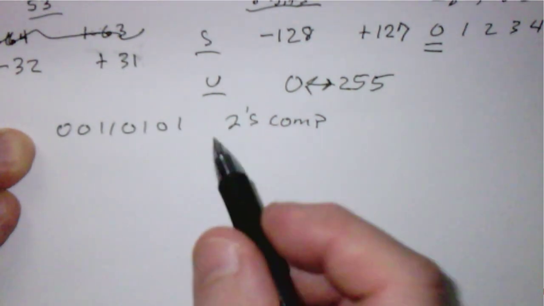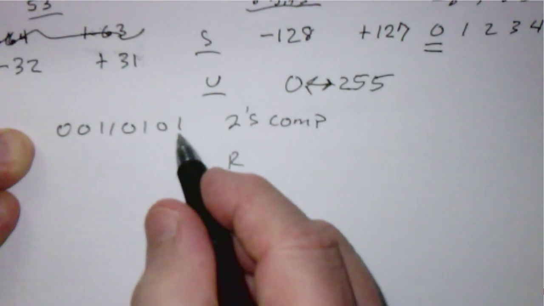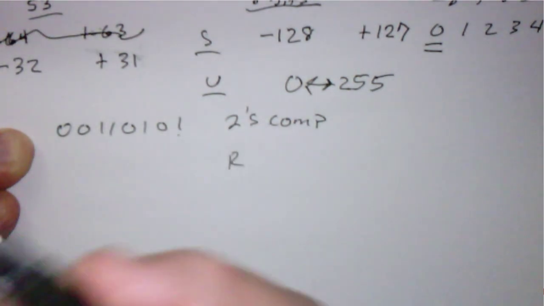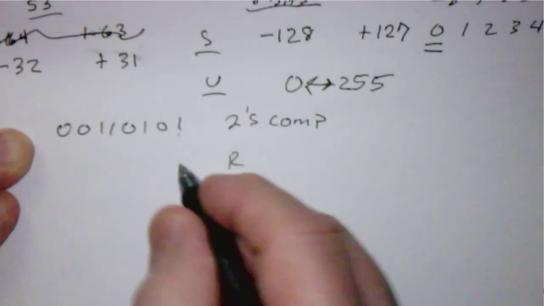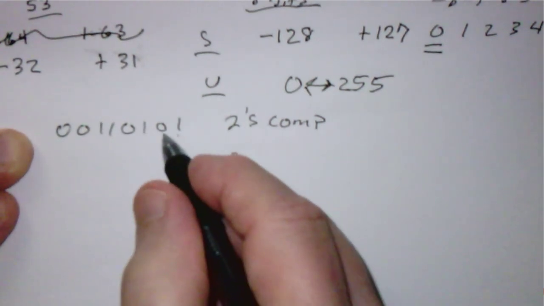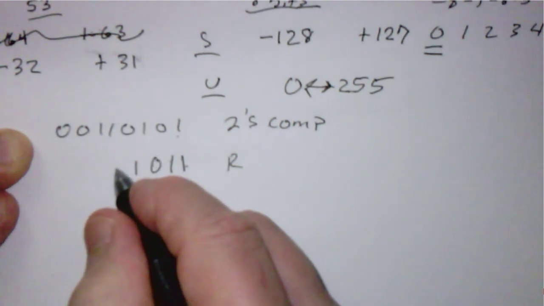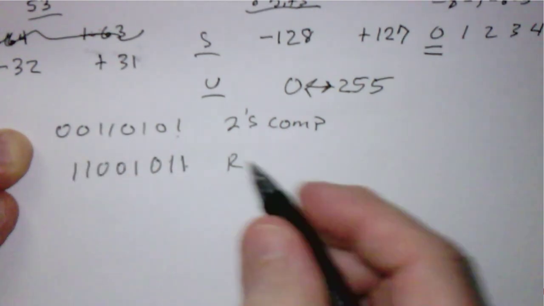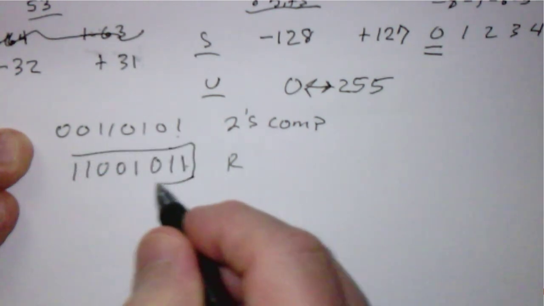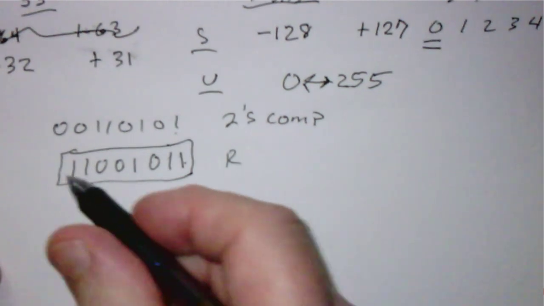So an easier way to do it is you start from the right side, you copy bits till you get to the first one, you copy that, and then you flip everything else. So I would have just copied the 1. There weren't any zeros. Copy the 1, and then the next bit, I start flipping: 1, 0, 1, 0, 0, 1, 1. And I get the exact same thing I got up there by inverting every bit and adding 1. Okay? So that's the 2's complement.